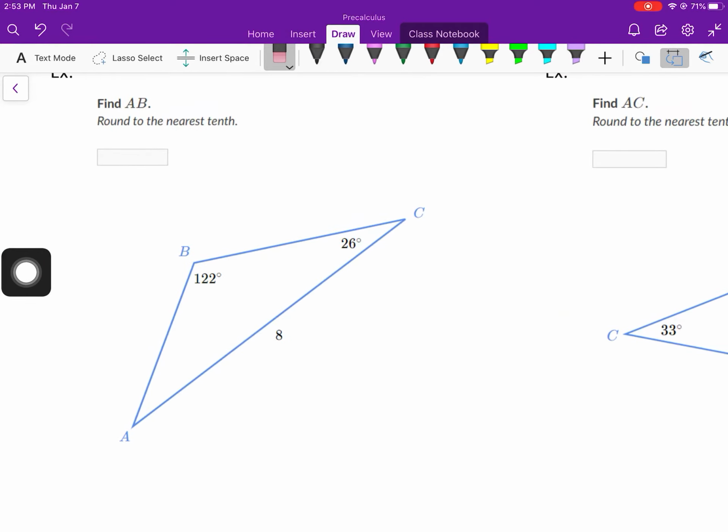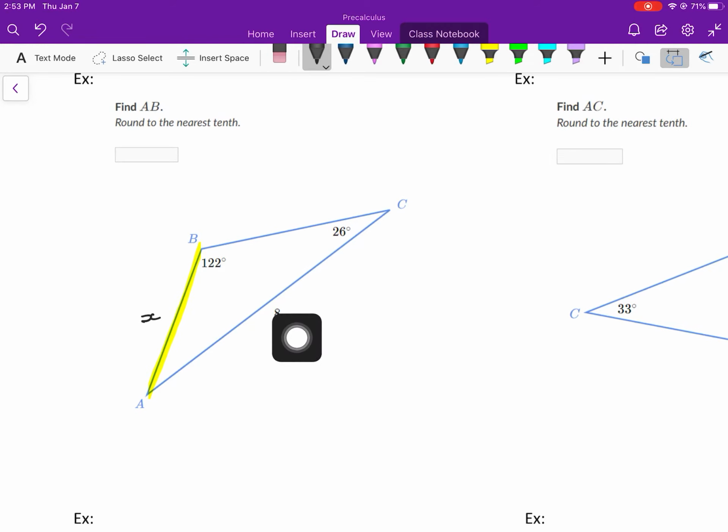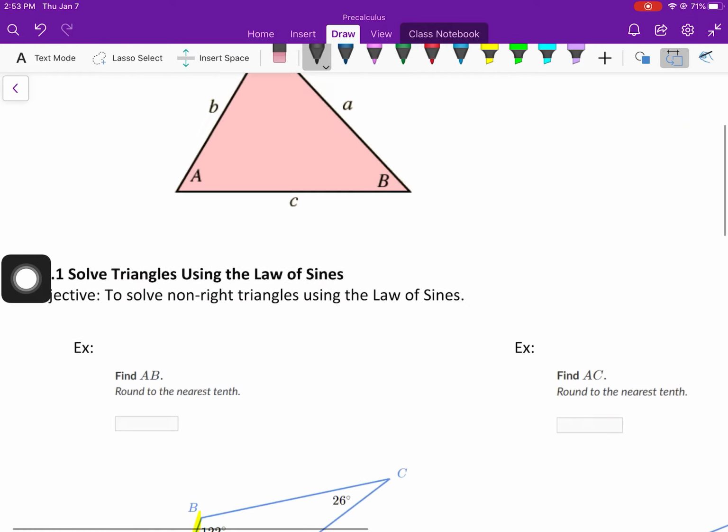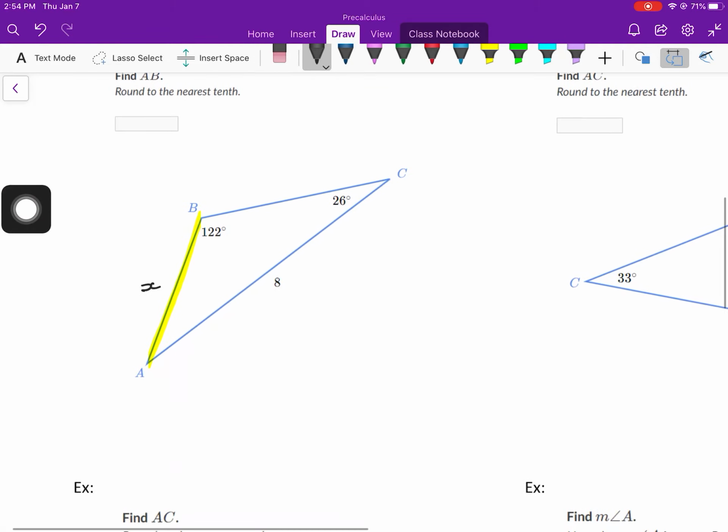So find AB. AB is this side here, so I'll call that X. What are we going to do? You saw earlier, we could put this side over the sine of this angle, and that'll equal this side over sine of that angle. That's what this is saying. You could take this side over sine of its angle and set it equal to any other side, as long as you put it over the sine of the angle opposite it. So let's do this one.